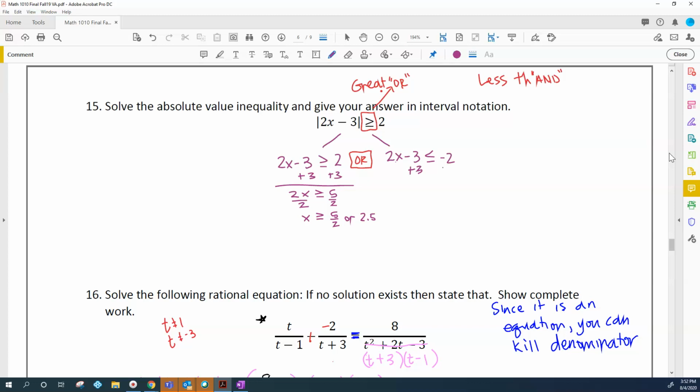All right, and then let's solve the other one. So let's add the 3 over. So 2x is less than or equal to 1. So x is less than or equal to 1/2.